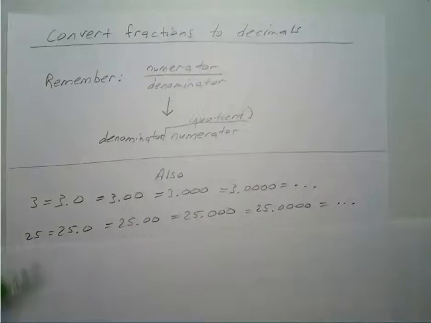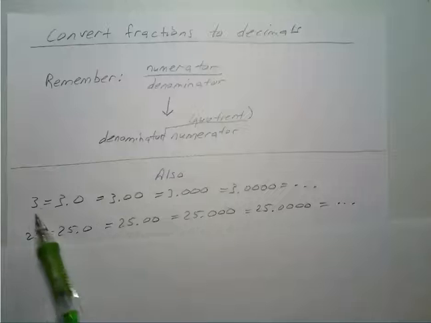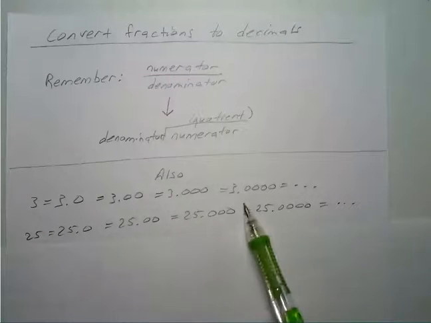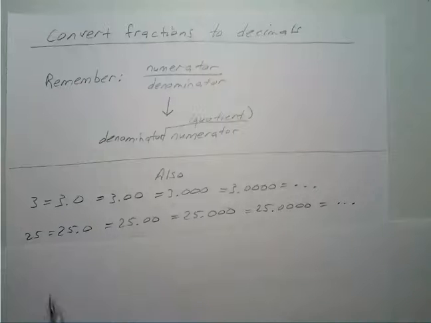Also, you can add as many decimal digit zeros as you like. It's the exact same value. So 3, you can make that 3.0, 3.00, 3.000, and you can keep adding decimal digit zeros. It doesn't matter how many you want to add.